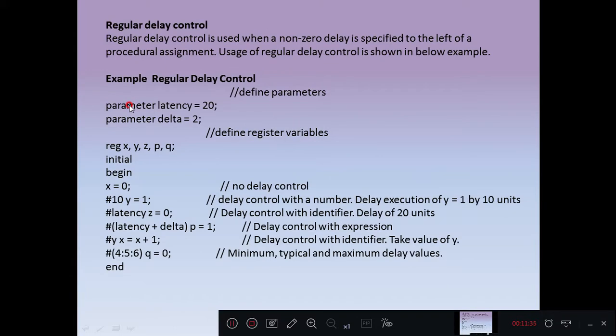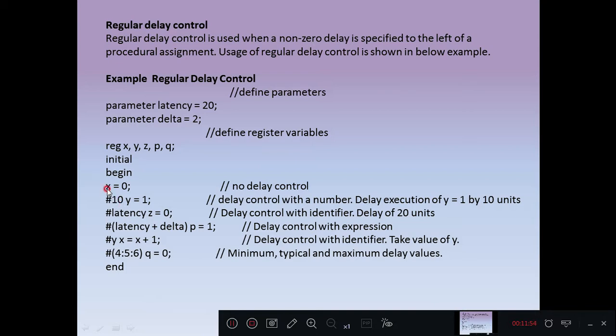So a regular delay control is on the left hand side; we are mentioning a delay, and on the right hand side we are also seeing a delay mentioned. The only difference is when you say left hand side delay mentioned, in that case when you are using blocking assignment, the execution itself is halted for 10 time units.